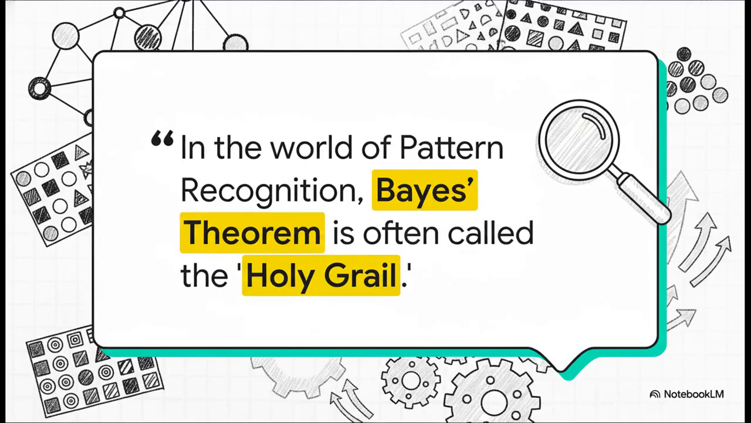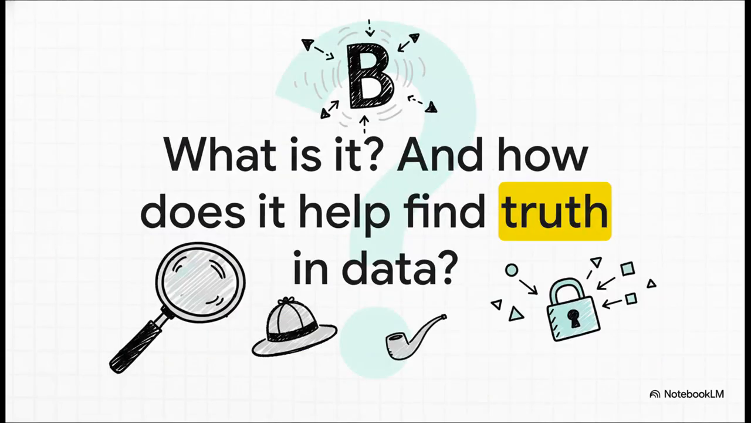And look, this isn't just some dusty, obscure math formula. In fields like AI and machine learning, it's legendary. Seriously, they actually call it the holy grail of pattern recognition. I mean, that's some pretty high praise, right? Okay, so what is this thing? How does this so-called holy grail actually help us dig through a mountain of data to find the truth?